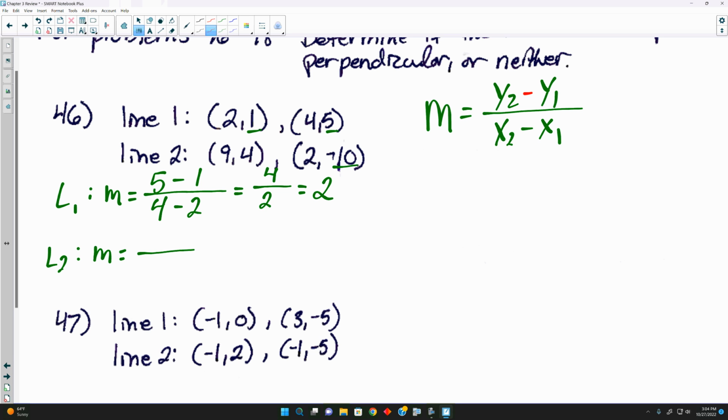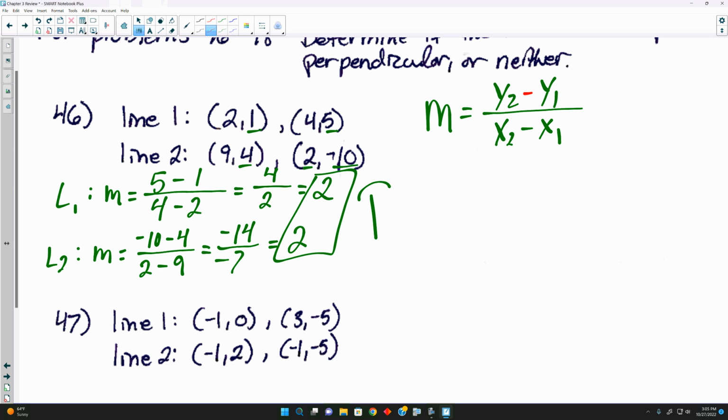Now, line 2, our y values are negative 10 and 4, so we can say negative 10 minus 4, and the corresponding x values are 2 minus 9. Again, you could do this in a calculator and it would give you the answer. If we did this by hand, negative 10 minus 4 is negative 14, and 2 minus 9 is negative 7. Negative divided by negative is positive, and 14 divided by 7 is 2.